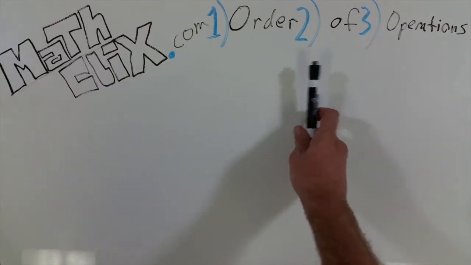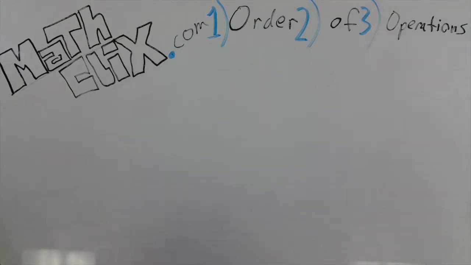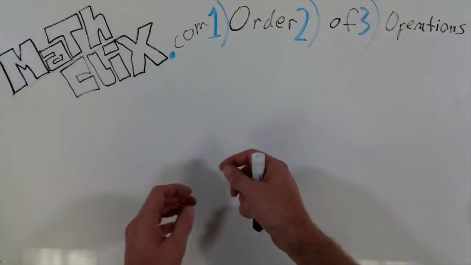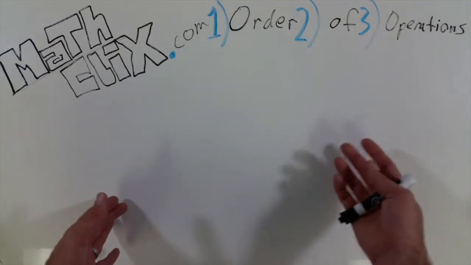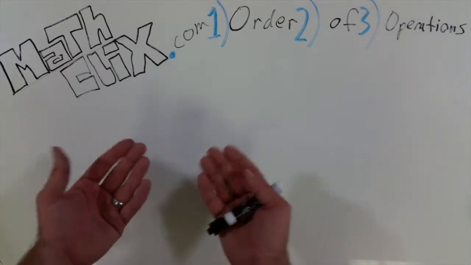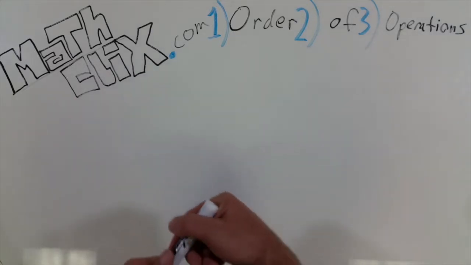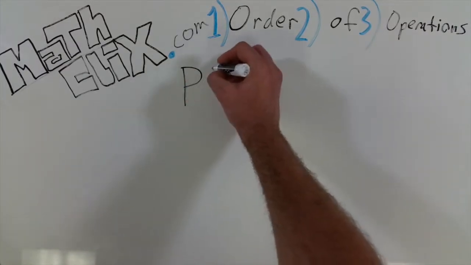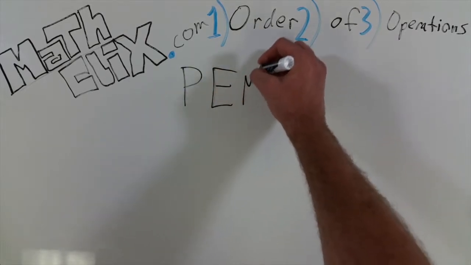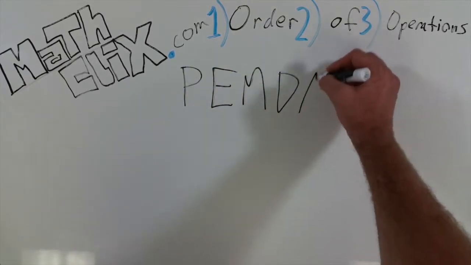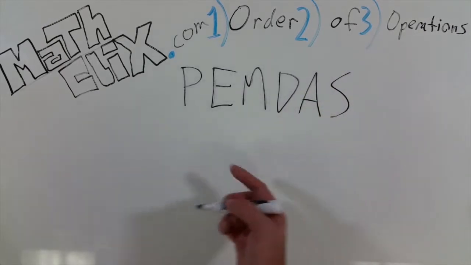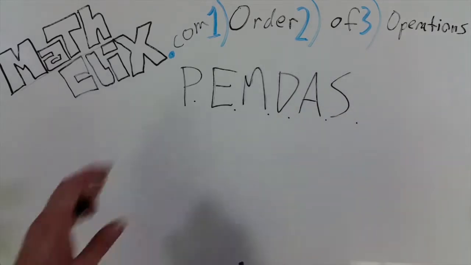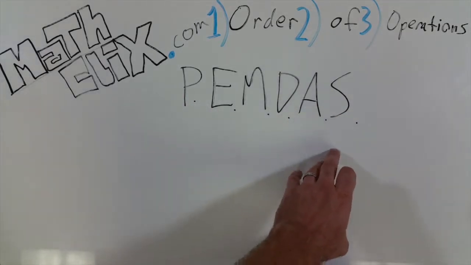mathclicks.com. Order of operations. Order of operations is a roadmap, if you will, an instruction plan, a way to say, where do I start with this problem? A helpful acronym we like to use is called PEMDAS. And each word in here stands for a different portion of the order of operations.